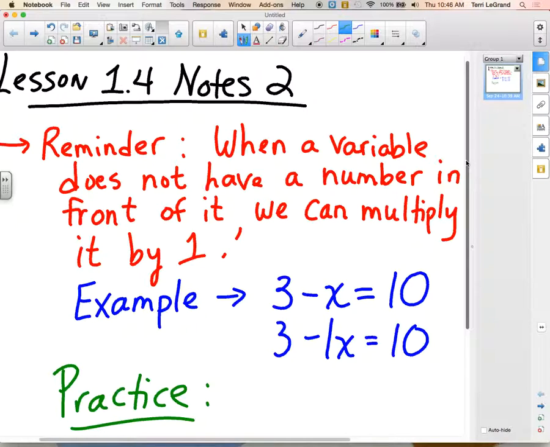So number 1, we're actually going to solve that equation, 3 minus x equals 10. Okay. So we're going to practice solving 3 take away x equals 10. Now, if we left it just like it is and we didn't put that 1 in there like we did in our example, would anybody like to tell me what they think the first move would be in solving this one?